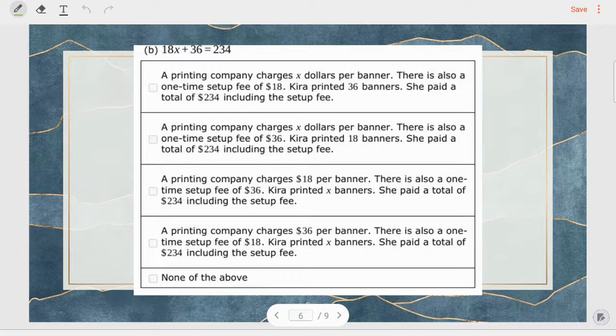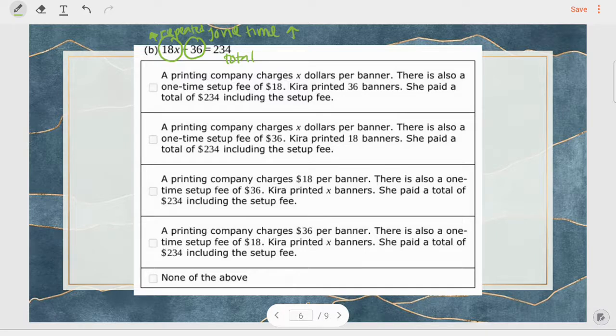Okay, last but not least, let's try one more. So 18x plus 36 equals 234. Hey, this is my one-time amount. 36 is my one-time amount, and it is going up. 18x, hey, I'm going up by 18, up repeatedly. And a total of 234. So I'm looking for something that's going up repeatedly by 18, one time by 36, and a total of 234.